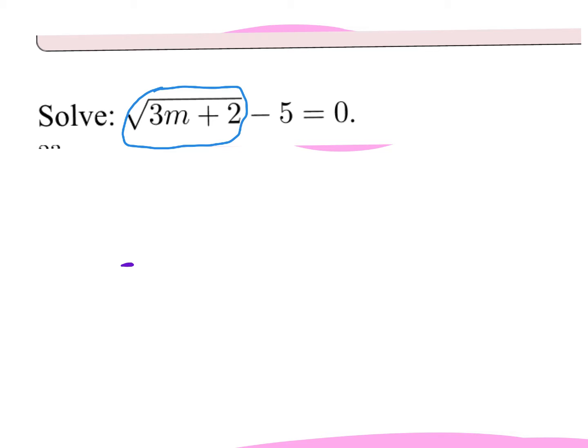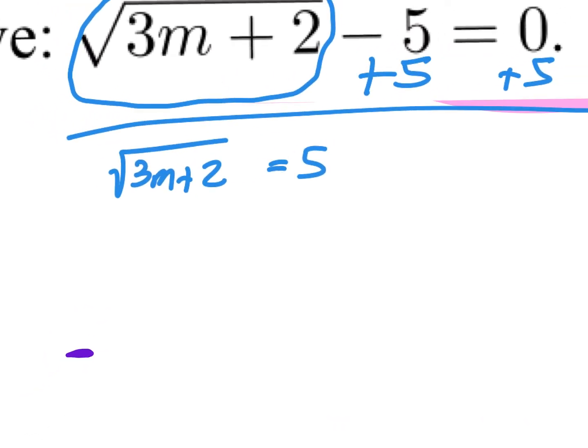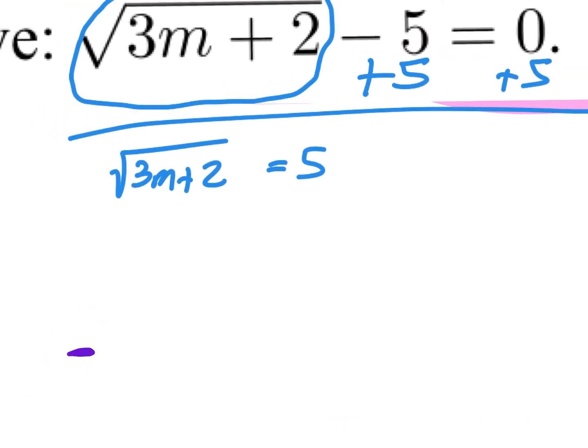That says square root of 3m plus 2. Lewis, tell me. I'm going to add 5. I'm going to move that 5 to the other side. That says minus 5, so I'm going to add 5 to the other side. So this becomes the square root of 3m plus 2 equals 5. Does everybody understand that? Is the radical by itself now? Yes, so now we can just solve like normal.